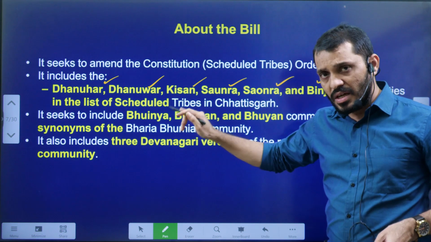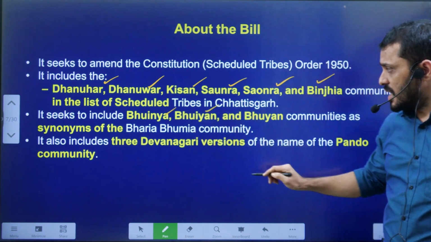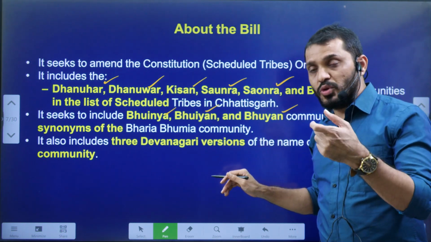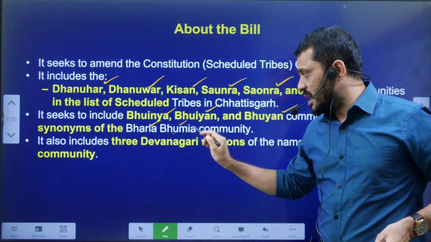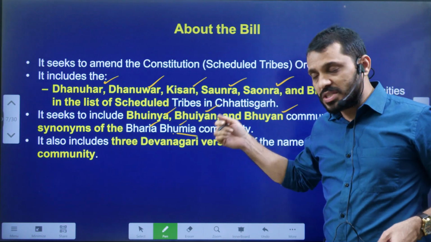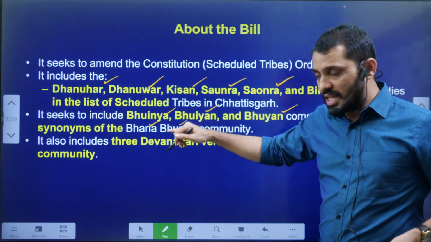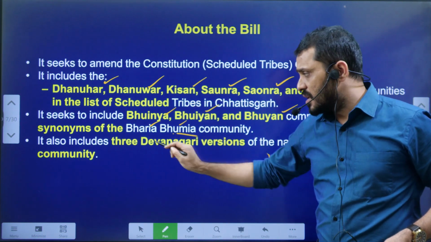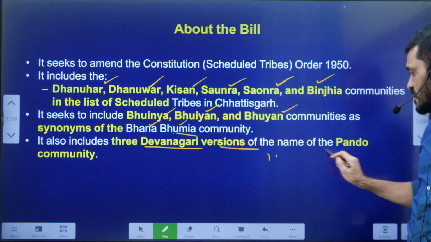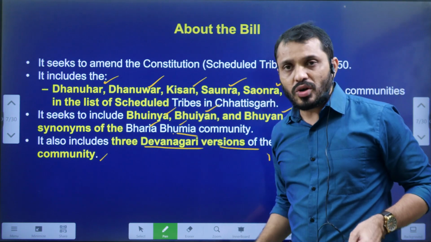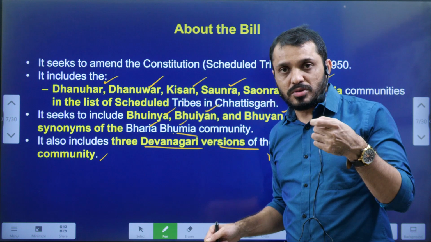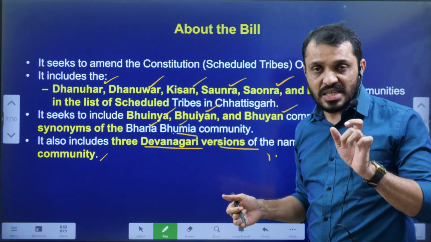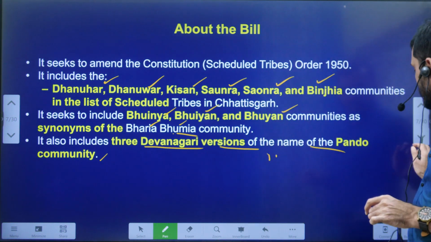Apart from this, Bunia, Buhian, and Buyan communities wanted the three names to be treated as synonyms of the Bhumia community. That means, even though a person belongs to this community, they are related to this. That means they are asking for name recognition. And also, three Devanagari versions of the names of the Pando community. The Pando community has certain other names as well, and those names are also recognized. This is the content of this particular bill.